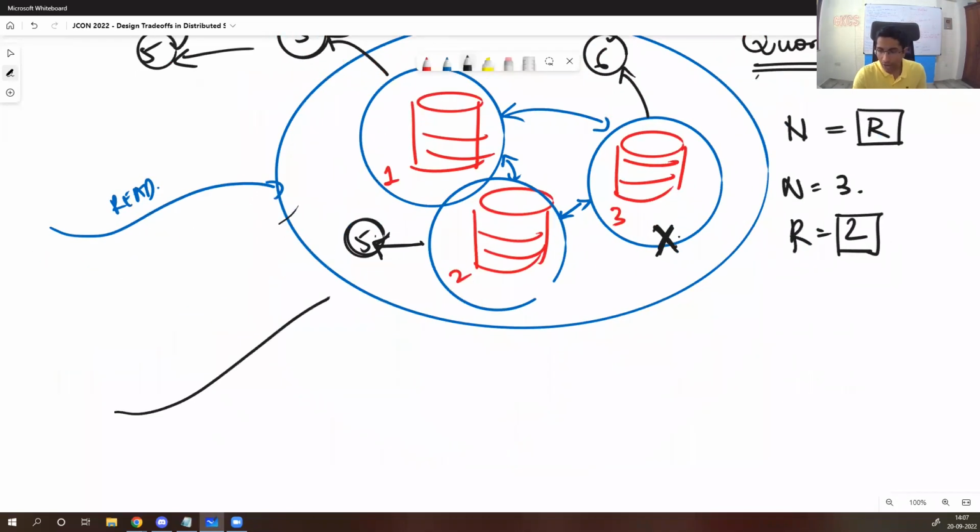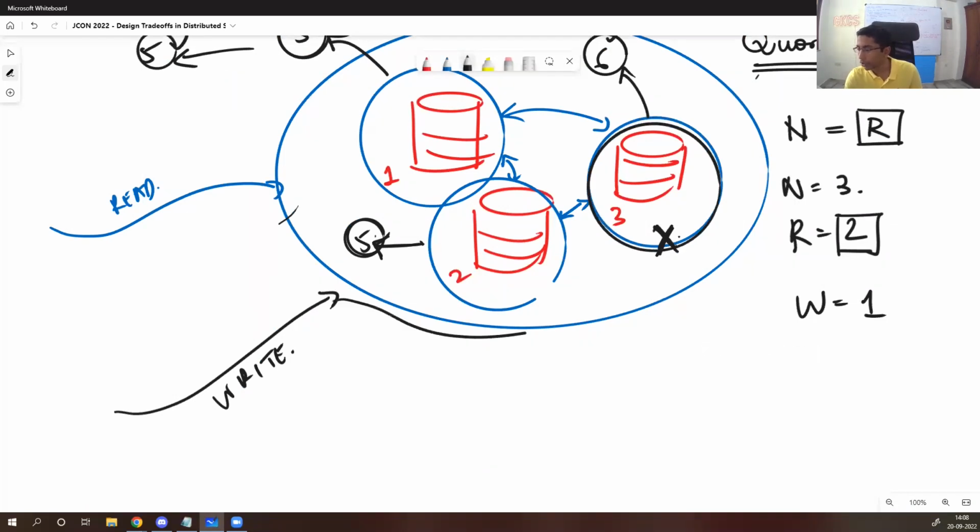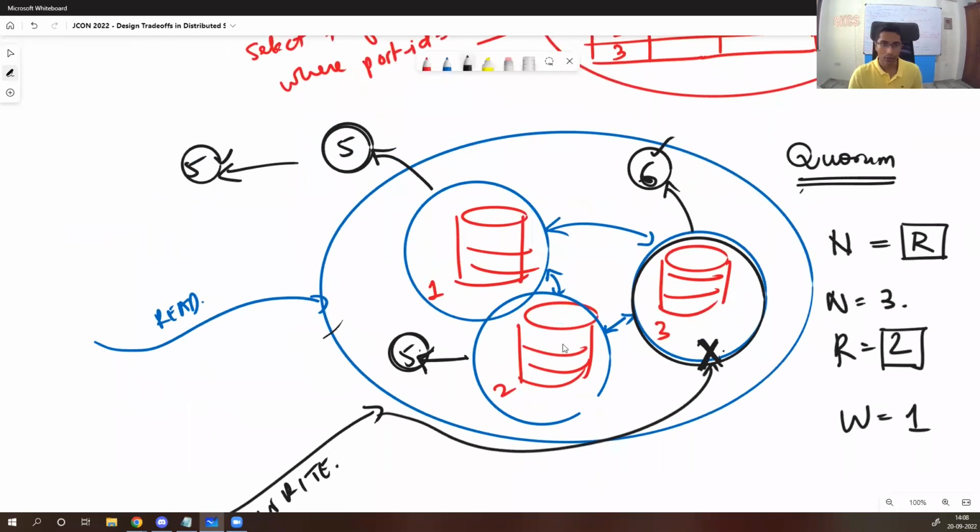A write request is also handled very similarly. In a write request, you can say how many writers should I have? So if I select 1 writer, in this case node 3, then the write request might go over there and update the data. When it crashes, I will have some problems. Nodes 1 and 2 might have inconsistent data.